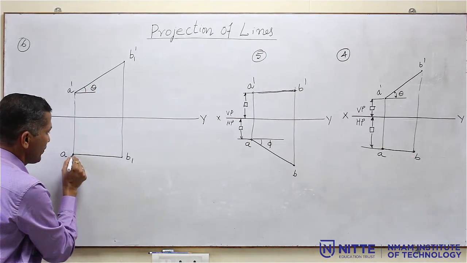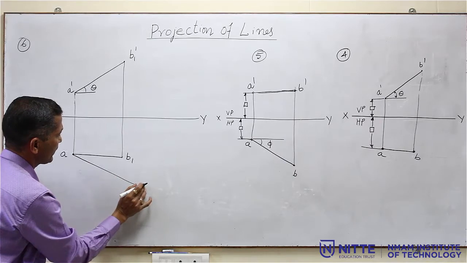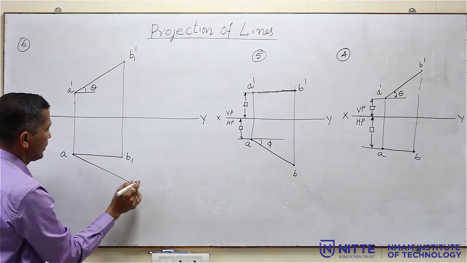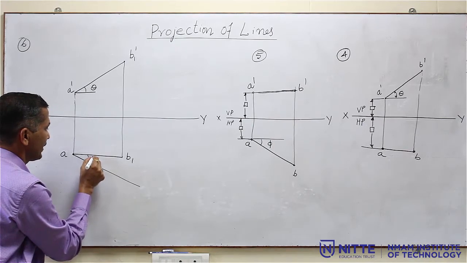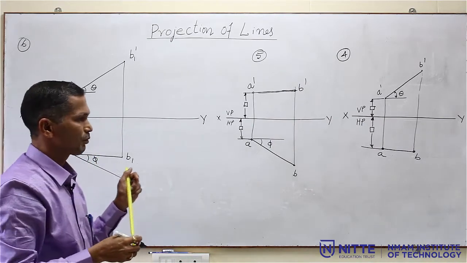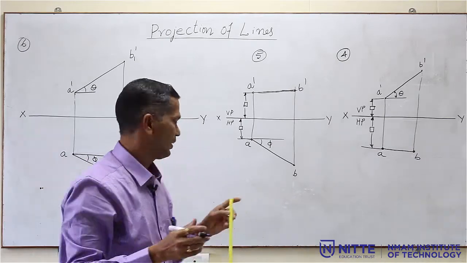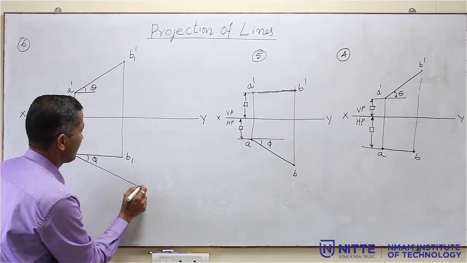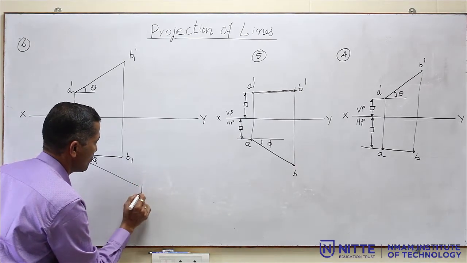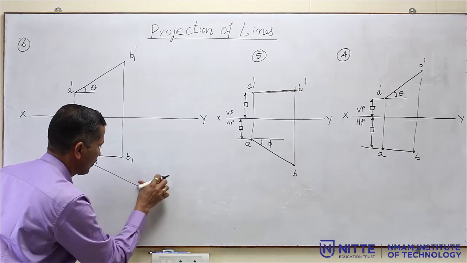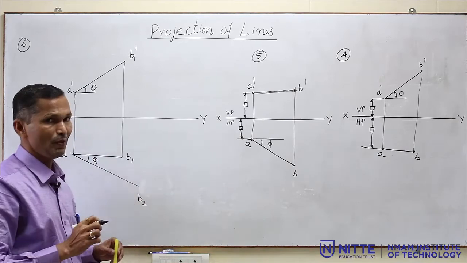I will write the top view here. What is the length? The true length of that. What is this angle? This is phi, not theta. It is a different angle. Length is 100 millimeter. So this is the point. It is not B because it is a manipulated position. So I will call this B2.